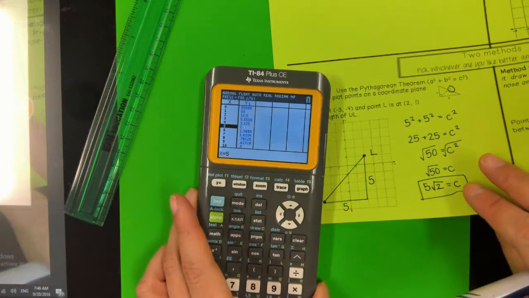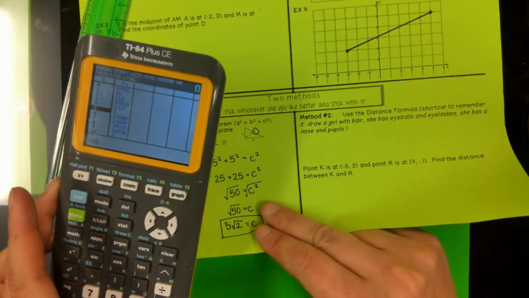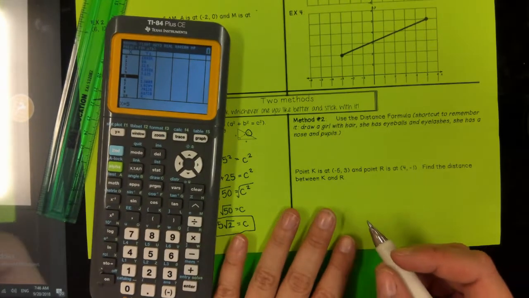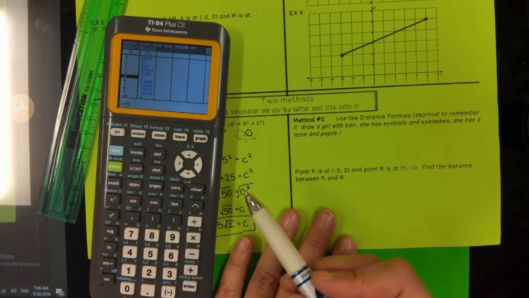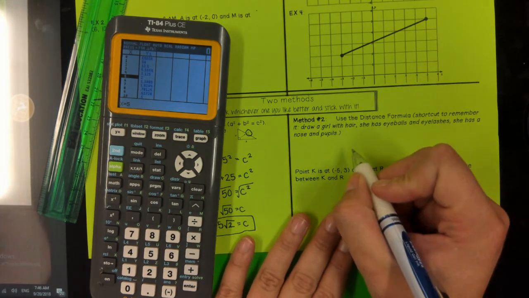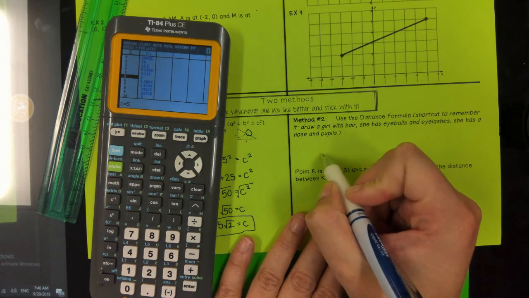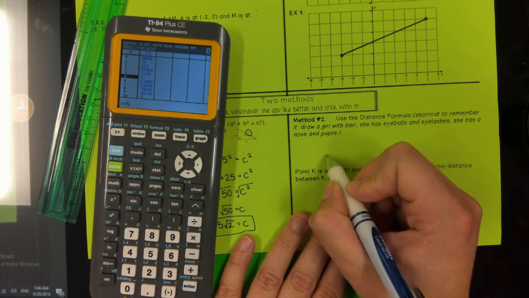All right, so if we look at method number 2, method number 2 is using your distance formula. So it's doing a very similar concept, you're just not actually graphing it out. So the way I like to remember the distance formula is it's very cheesy and doesn't actually look like a girl, so use your imagination.